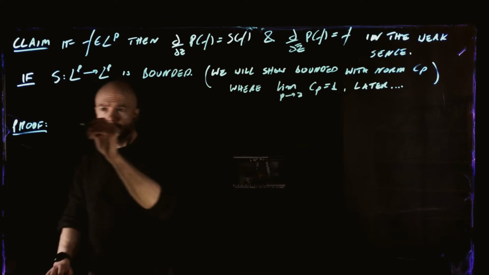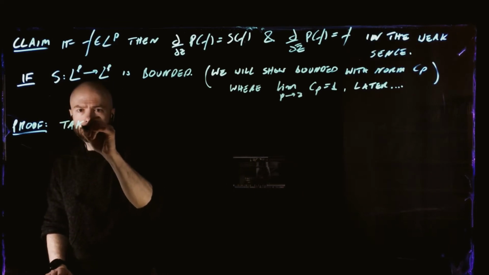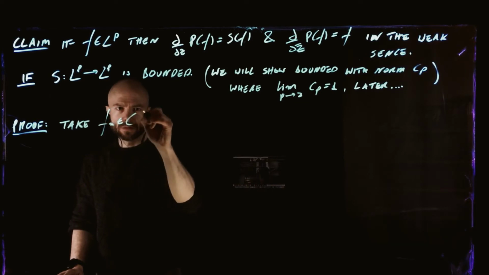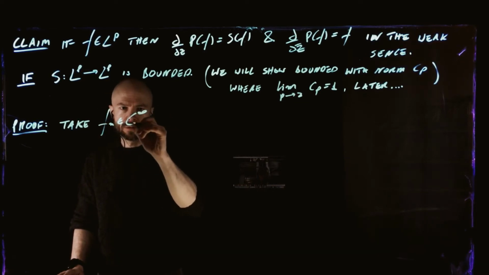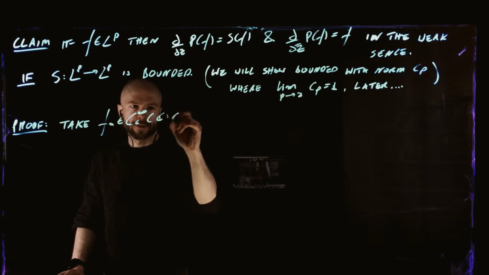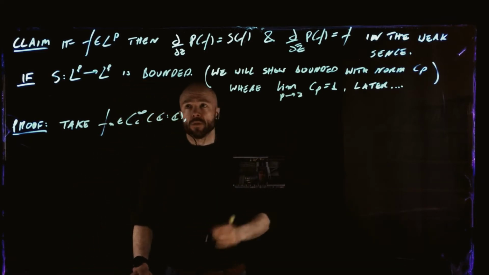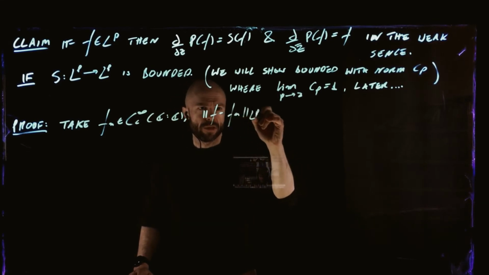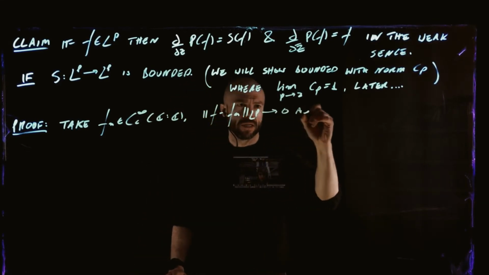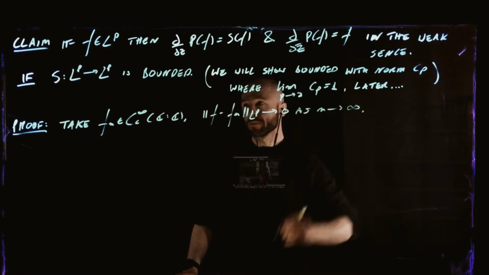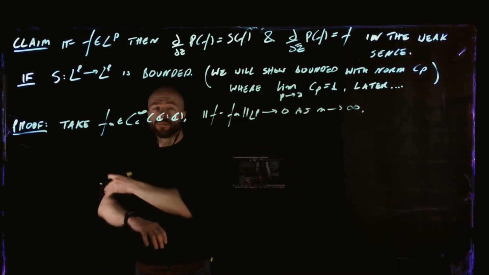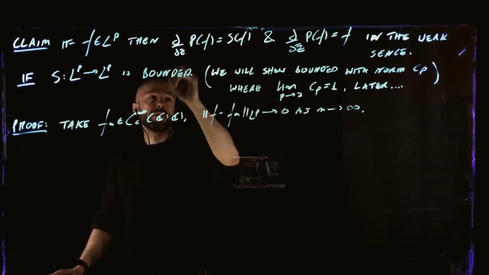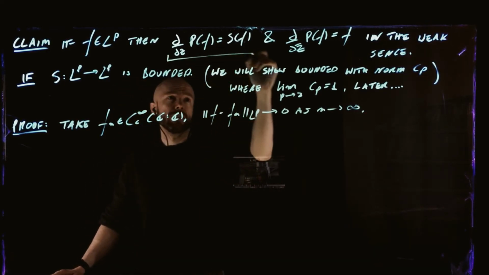So take smooth functions of compact support, fn, on the complex plane, which is approximating this in LP, right? The LP norm of f minus fn tends to 0 as n tends to infinity. Okay, so what does it mean? What does this mean weakly? So let's start with this guy. Let's call this guy star.